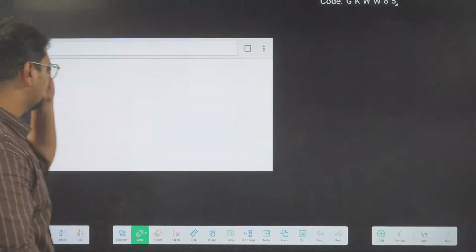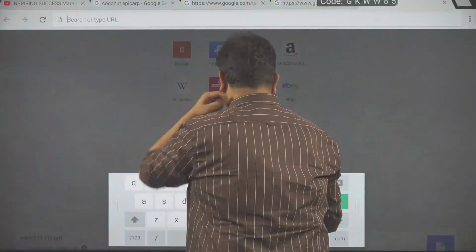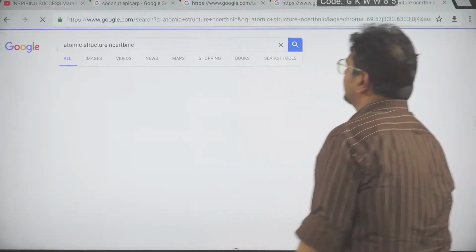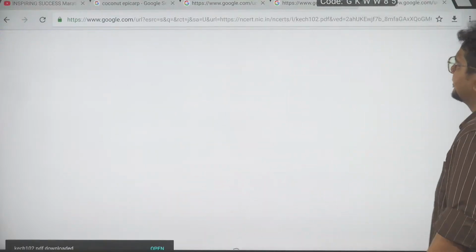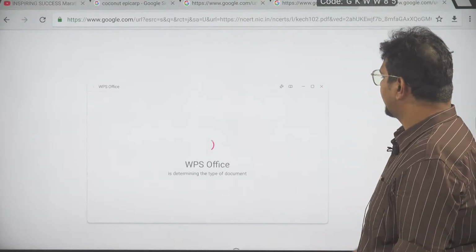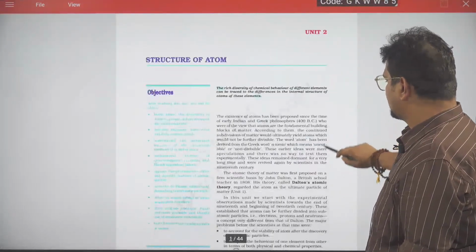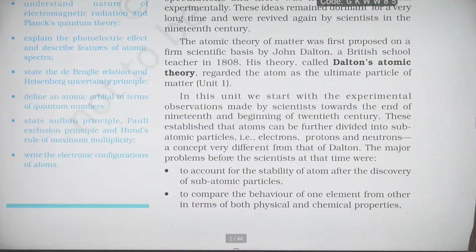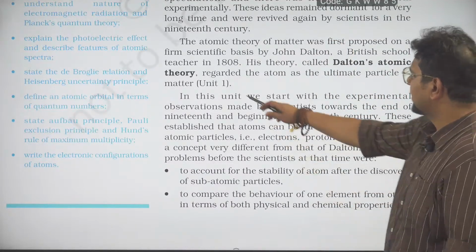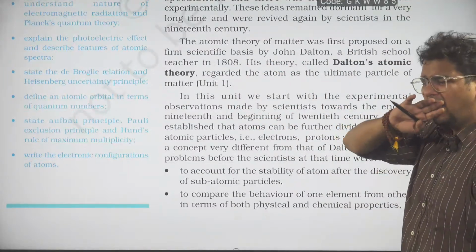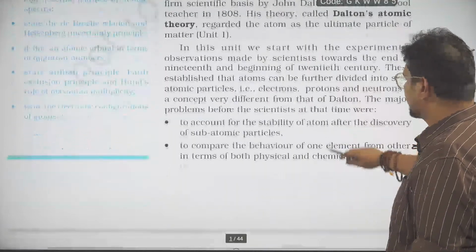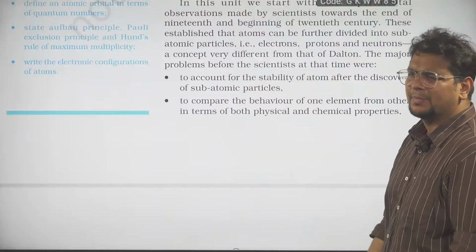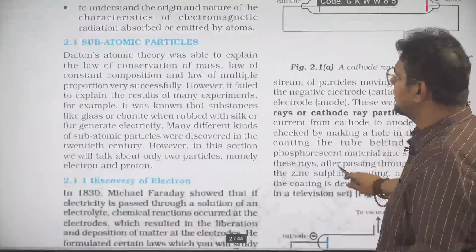I'm also opening it, but you should also have your own NCERT. If anything is to be underlined, you can underline immediately. So we started from here. The atomic theory of matter was first proposed by John Dalton in unit 1, some basic concepts of chemistry, which is in our track sheet, second chapter. It will come later for us. The major problem in Dalton's theory was to account for the stability of the atom after the discovery of subatomic particles. Dalton was not able to account for subatomic particles.